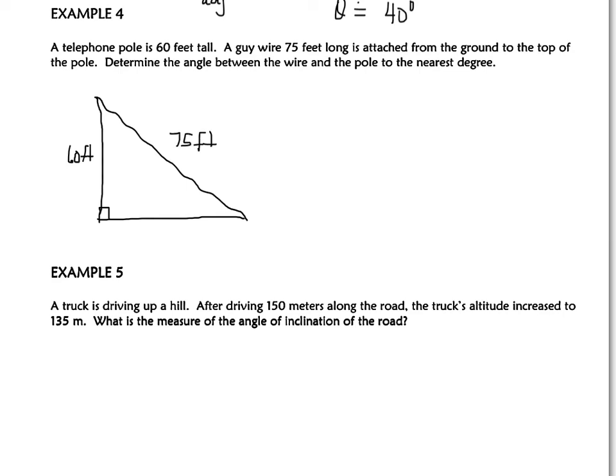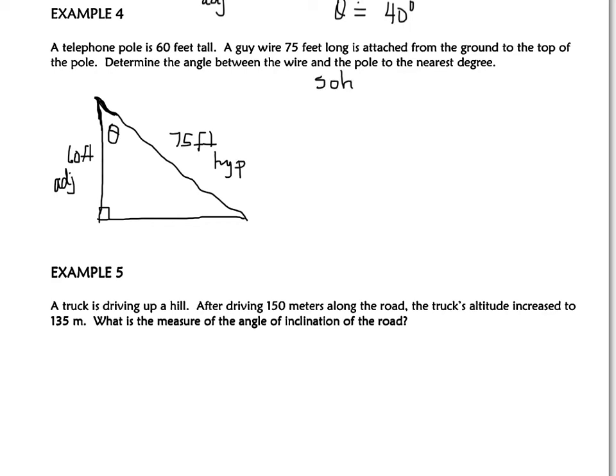This guy wire. This would be a right angle because it's a vertical line and a horizontal line. And you are looking for the angle between the wire and the pole. So this is the pole, and this is the wire, and this is the angle that you're looking for. If we look at the information that you have here, in reference to that angle, 60 would be the adjacent side, and 75 would be the hypotenuse.